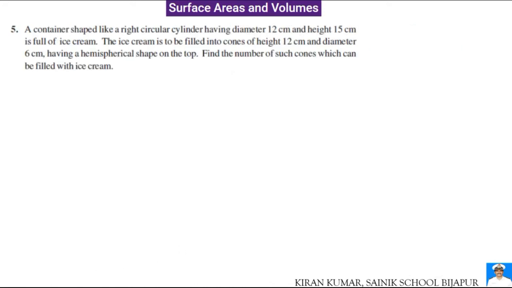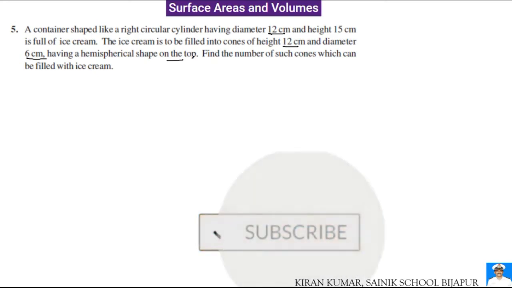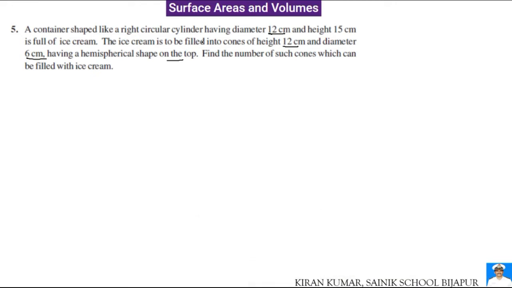Question number 5. A container shaped like a right circular cylinder having diameter 12 centimeter and height 15 centimeter is full of ice cream. Ice cream is to be filled into cones of height 12 centimeter and diameter 6 centimeter having a hemispherical shape on the top. Find the number of such cones which can be filled with ice cream.